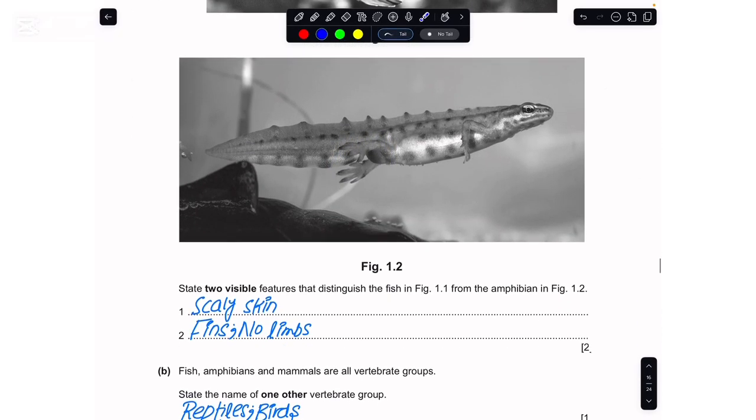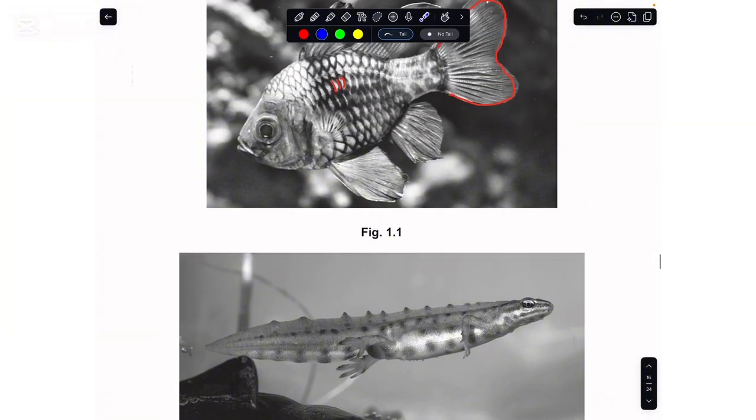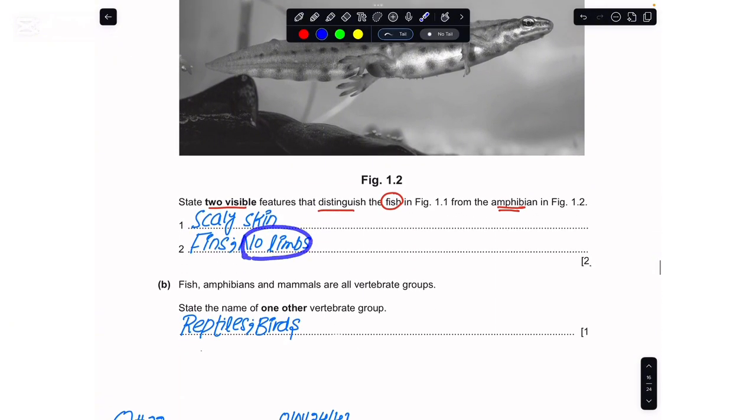Now, what they ask for 2 marks is that you are required to tell two visible features that would distinguish the fish from the amphibian. So, as I have already told, the fish has got scaly skin, the fish has got fins, or you could say that the fish does not have any limbs.